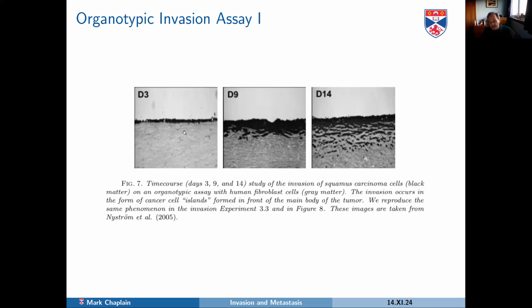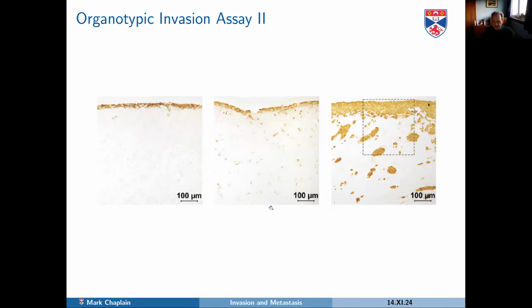And so that's exactly what happens. I think this is day 3, nothing much is happening. And then at day 9, you have invasion into the gel. And at day 14, you can clearly see that the cancer cells have invaded relatively deeply and as little islands or patches of cells. They don't invade in a homogeneous wave of cancer cells. You're already getting this heterogeneity into the collagen assay.